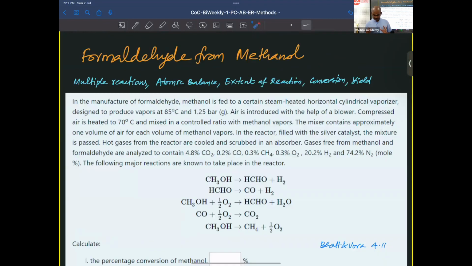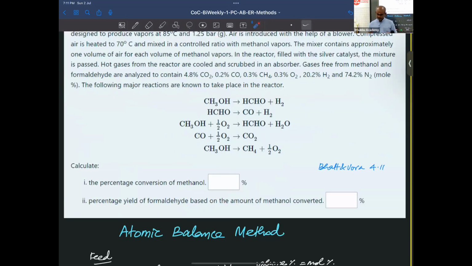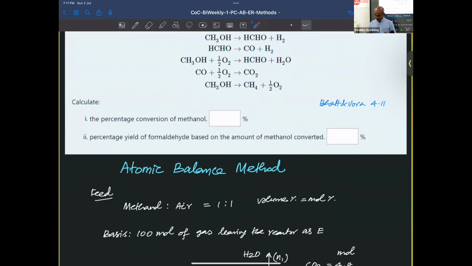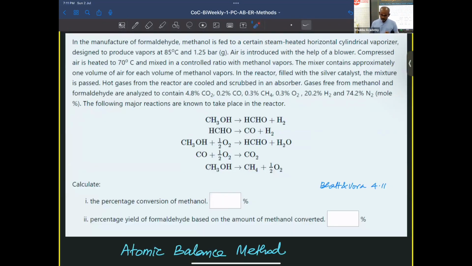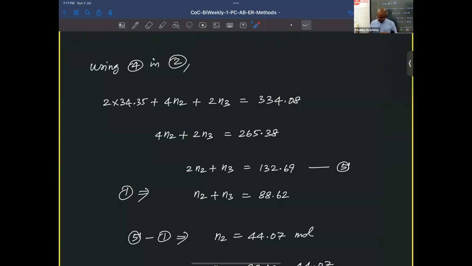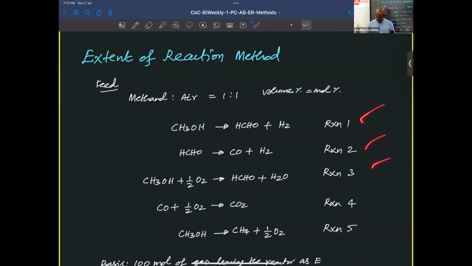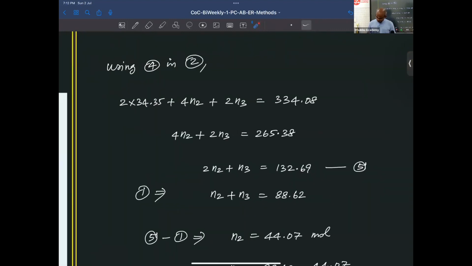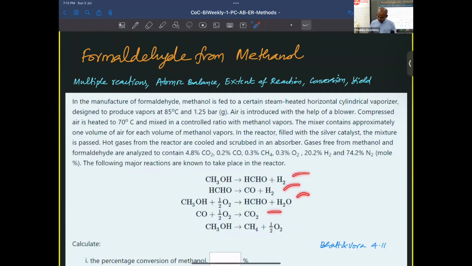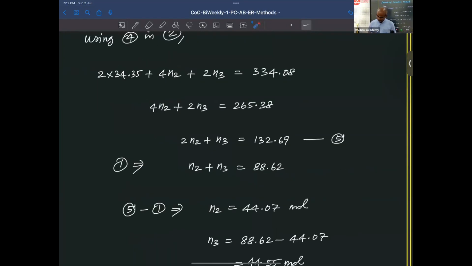To summarize, whenever you see this kind of lengthy equations, it is better to go for this atomic balance method. You can also use the extent of reaction method. Let me quickly tell you that. Here we have 5 equations. How many equations? 1, 2, 3, 4, 5 equations.